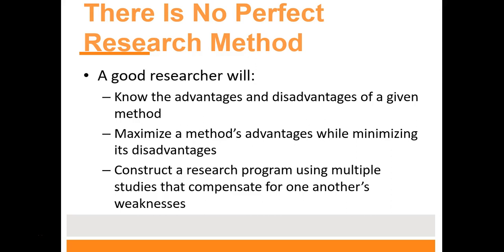So knowing there's no perfect research method, a good researcher will know the advantages and disadvantages of a given methodology, which hopefully you've learned, and you'll maximize a method's advantages while minimizing its disadvantages. So if you decide you're going to do an experiment, you're going to do everything possible to make it a really internally valid, precise study with lots of control. And then if you're going to do a field study, you're going to try to make it very externally valid. You're going to maximize those strengths.